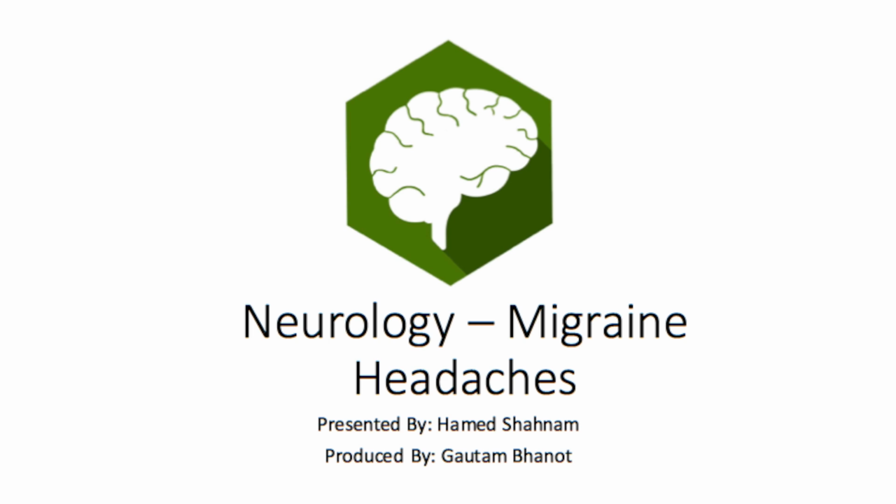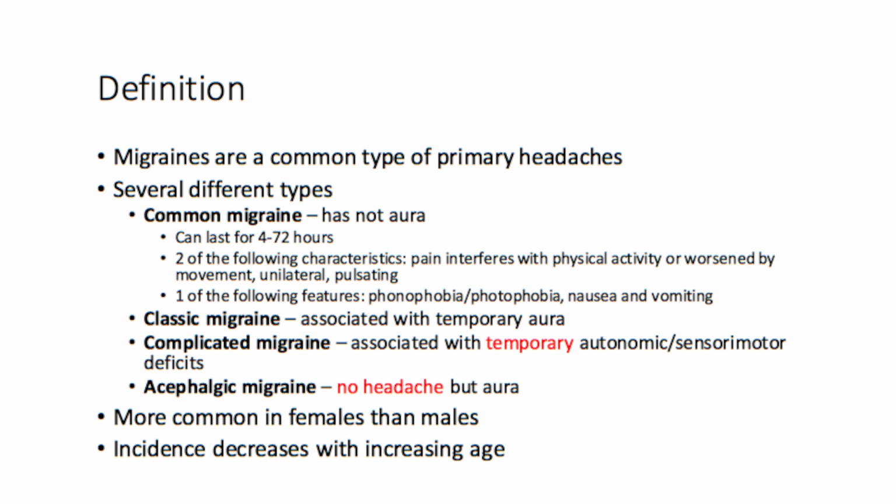Today I'll be discussing migraine headaches. Migraines are a common type of primary headaches. There are several different subtypes that you should be familiar with. Common migraines are those that have not been associated with an aura.